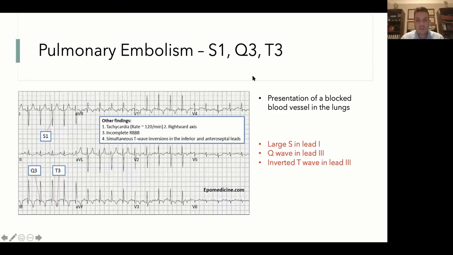This is the acronym, where we have a large S wave in lead 1, a presence of a Q wave that is big in lead 3, and an inverted T wave in lead 3. This is actually important to know as an idea, but it's very rare that you will see pulmonary embolism presenting on an ECG. Okay, this will be condition number 1.